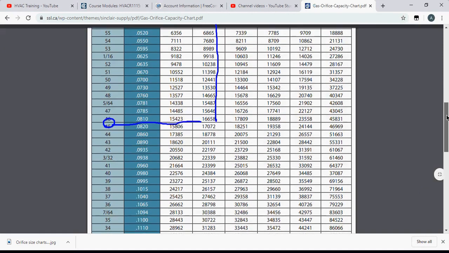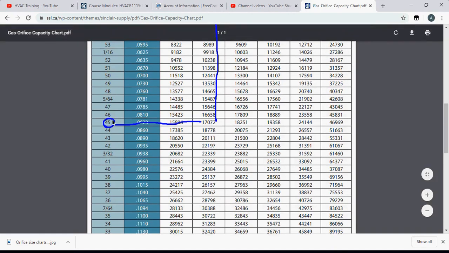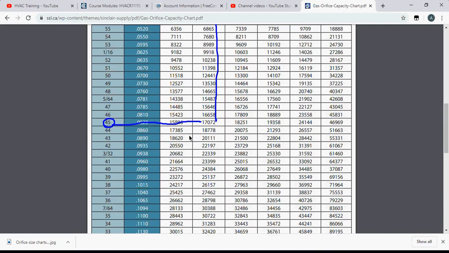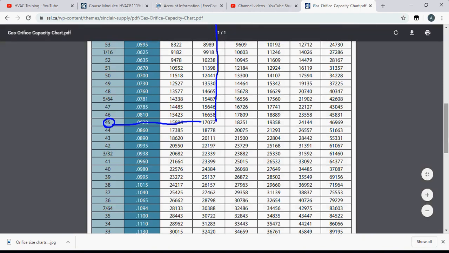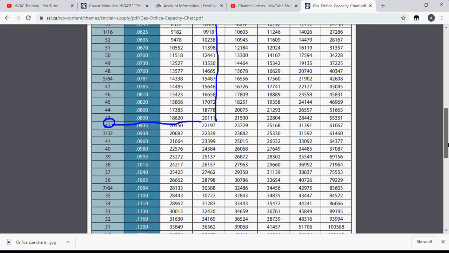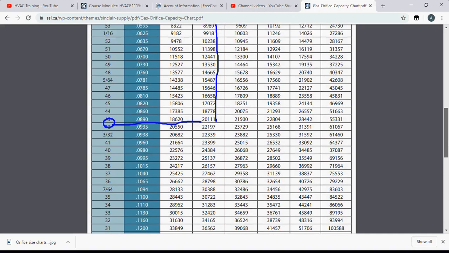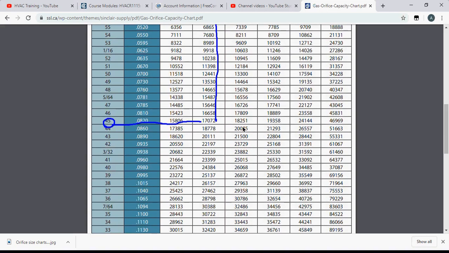Because if you look at a 45 sized orifice, and we said that we wanted to lower the gas pressure, say we wanted to go to 3.0 for a manifold pressure. If we changed it from 3.5 down to 3.0, my orifice will now be putting out 15,896 for a BTU output. And if we needed to raise it, we can do so by simply raising the gas pressure. So if I went up to 4.0 with a 45 orifice, I'm now putting out 18,251 per burner.